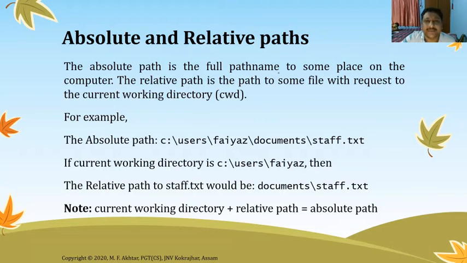The absolute path is the full path name to some place on the computer, and the relative path is the path to some file with respect to the current working directory. For example, suppose one file is staff.txt, and its location is in the C drive, then the users folder, then the files folder, then the documents folder, and within this folder the file is available. The complete address is known as the absolute path.